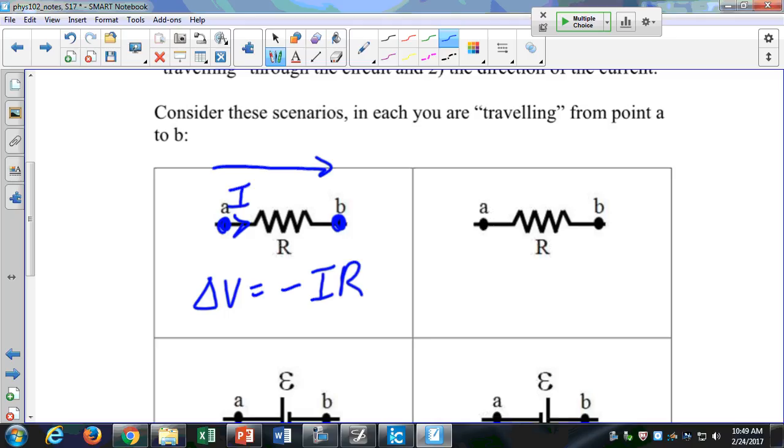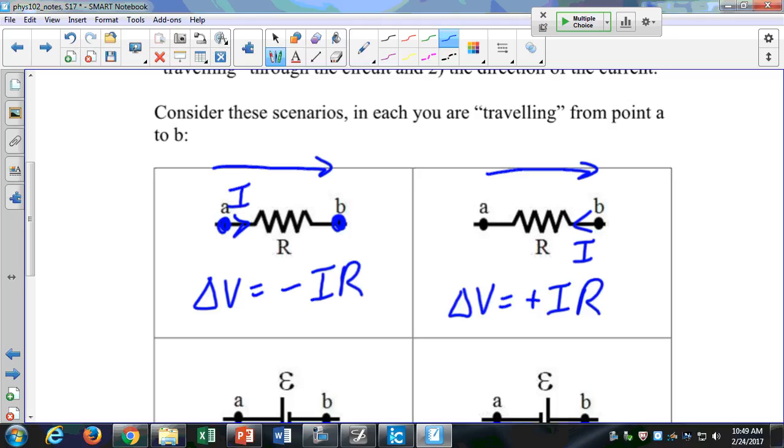However, let's still assume that I'm moving from points A to B, but now my current is not left to right, but right to left. In this case, going against the current, the resistor acts like resistors aren't supposed to act, and that is that you see a positive change in potential, plus IR. Now that doesn't actually happen in resistors. You don't actually get an increase in potential going across resistors, but it's just sort of a convention that we'll take that will allow us to use the loop rule. So this isn't physical, this is just something that we're going to use.